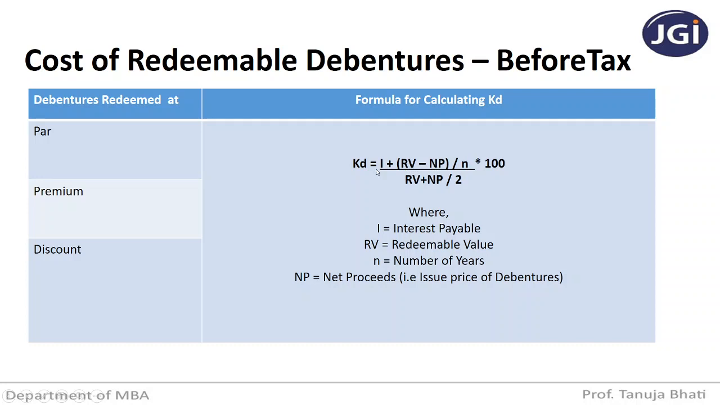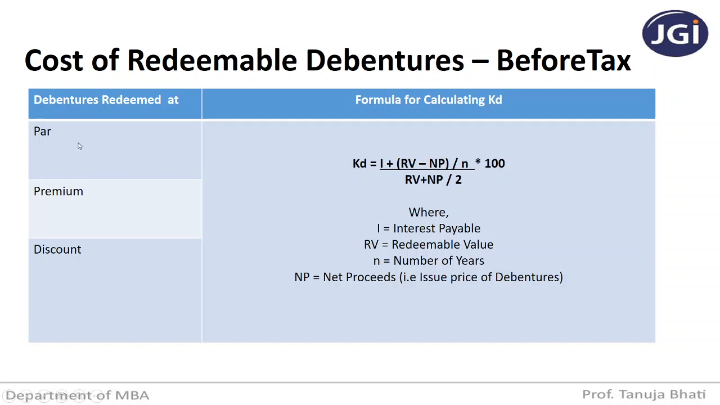proceeds, the whole divided by RV plus NP divided by 2, into 100. Why into 100? Because cost of debentures is always calculated as a percentage. That is why we are multiplying the formula into 100. So what is the formula? I plus, in the bracket, RV minus NP divided by N, the whole divided by RV plus NP divided by 2, into 100.